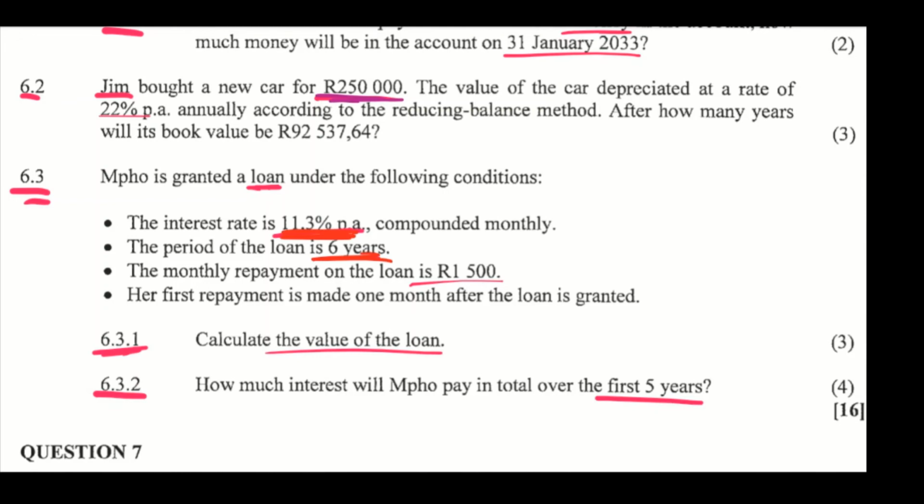Because we are looking at a period of 5 years, remember the previous one was 6 years, right? The loan was for a period of 6 years, but we just want to identify how much interest will be made in total over 5 years. So what we know is the amount paid, in just a general sense. Please note this, it's just a general sense of the amount paid for the loan is n multiplied by x, right?